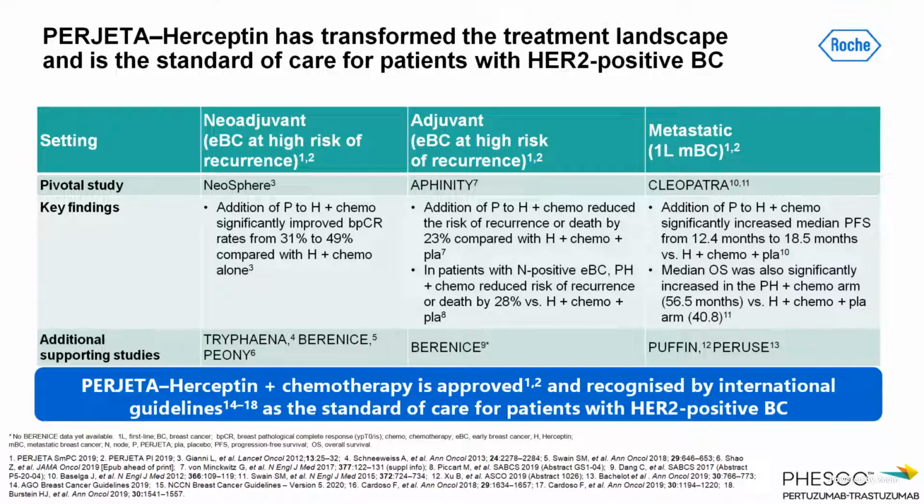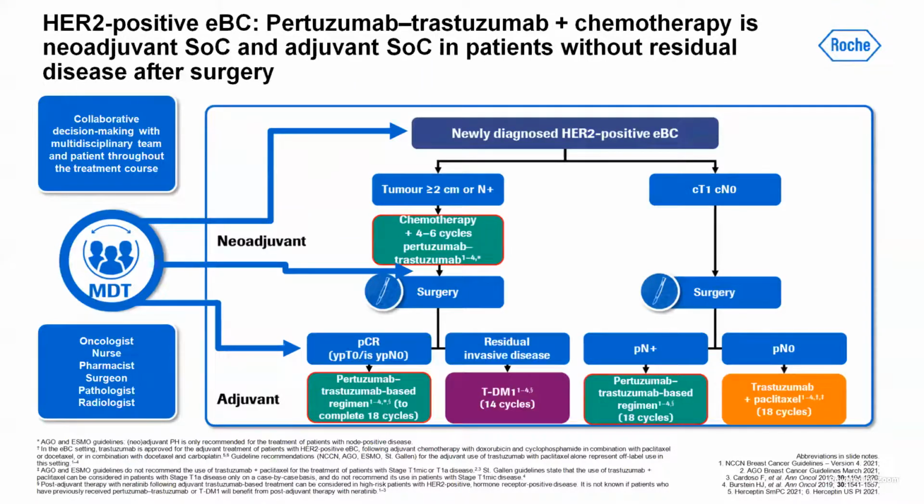In the adjuvant setting, we have the APHINITY study, which shows that it reduces the risk of recurrence or death in high-risk patients, most prominently in node-positive patients. And in the metastatic setting, we have the data from CLEOPATRA, which shows a large improvement in long-term overall survival with the addition of pertuzumab to trastuzumab and chemotherapy-based frontline therapy. Based on that, the current protocols have evolved to incorporate this treatment.